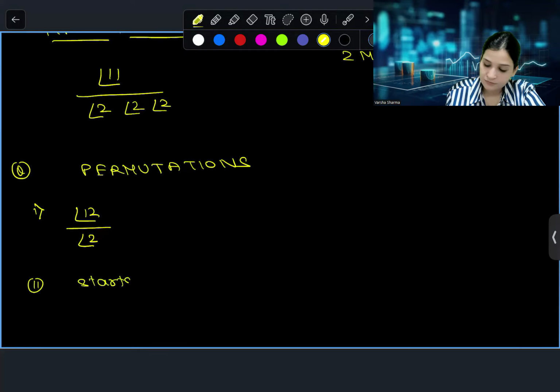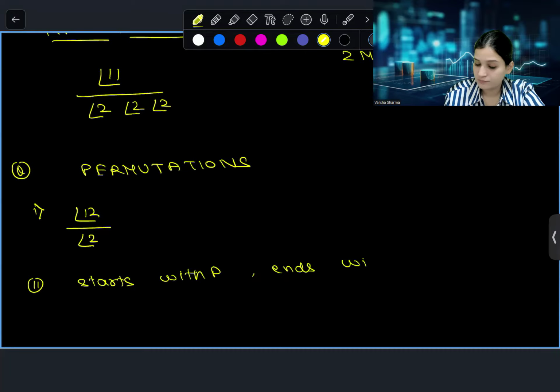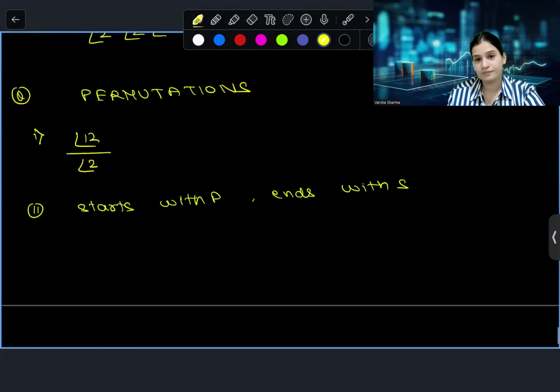Starts with P, ends with S. 10 factorial by 2 factorial. Very good. First place filled by P, only one way. Last place filled by S, only one way. Remaining 10 letters, and there is a repetition of 2 T's, so 2 factorial division. Clear?